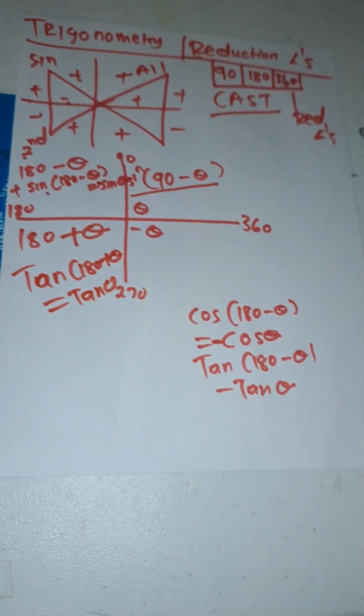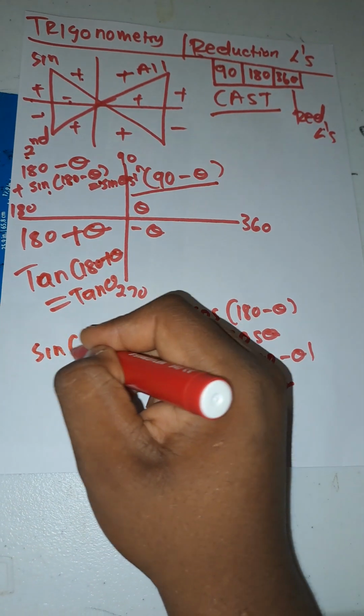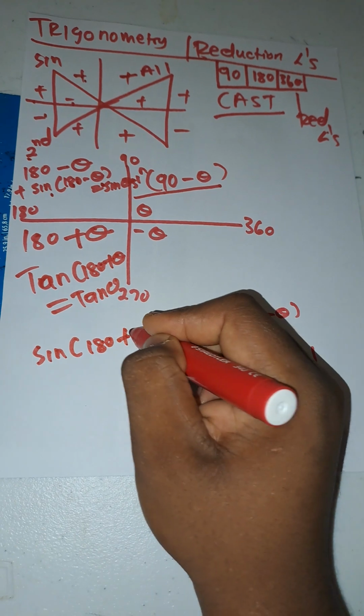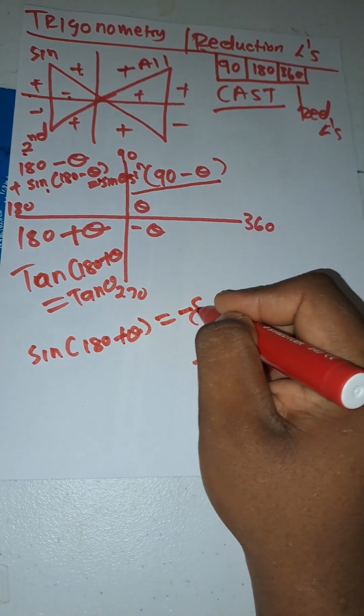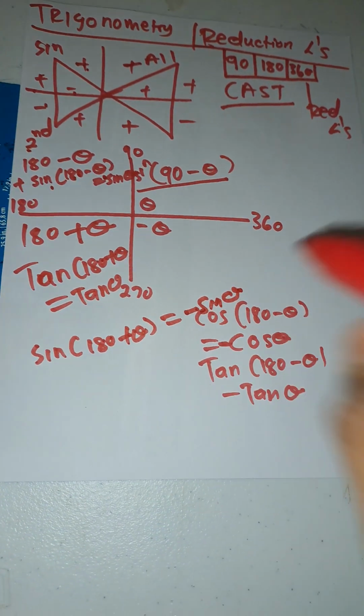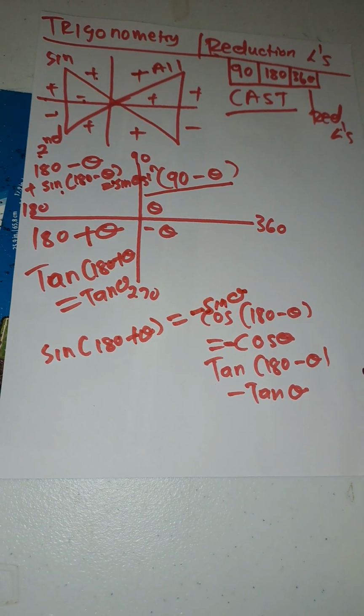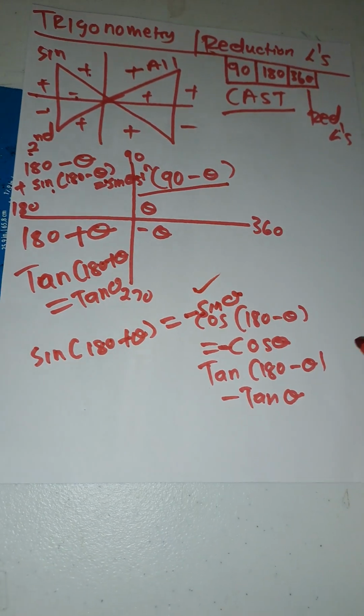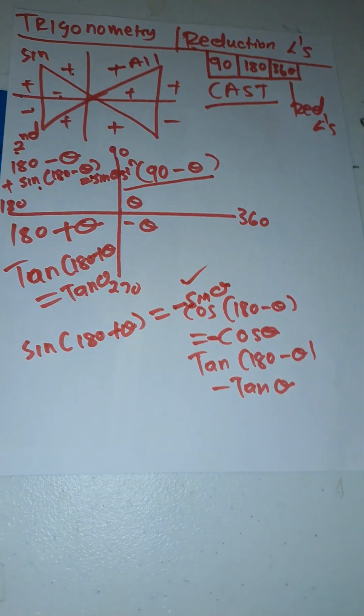Positive tan theta. But sine 180 plus theta is what? It is equal to negative sine theta. So whenever you see sine 180 plus theta, know that it is negative sine theta. Okay, and this one has a mark, because you know your things.